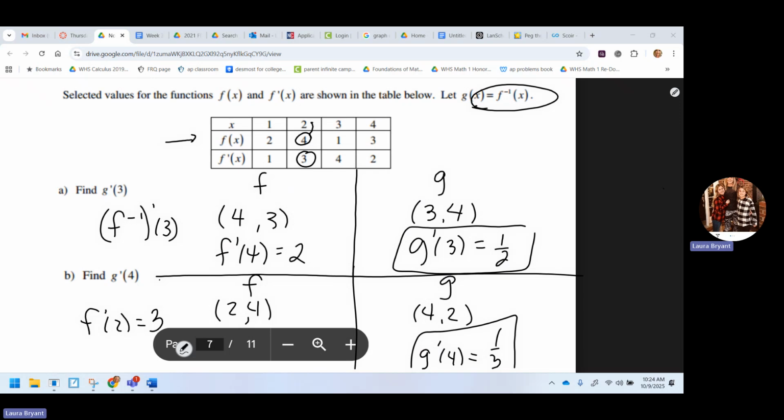Can I give you one to try on your own real quick? And then we'll be done. Find G prime of 1. See if you can find G prime of 1.